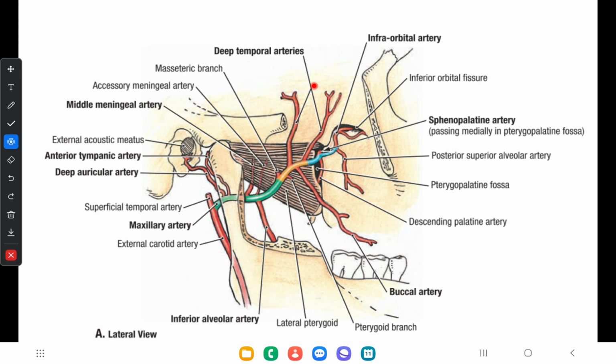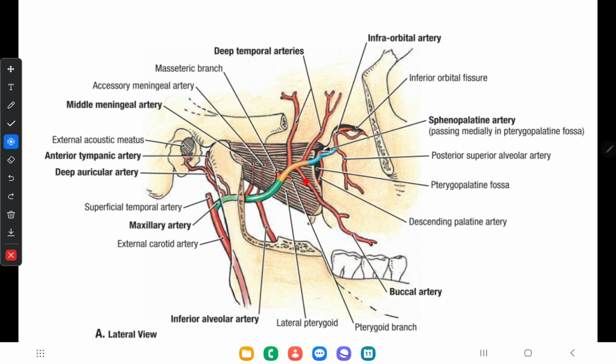There is a separate pterygoid branch here, and the pterygoid branch supplies the lateral and medial pterygoid muscles. Then the masseteric artery here passes through the mandibular notch along the masseteric nerve to reach the deep surface of the masseter muscle here. The masseteric branch supplies the masseter muscle.